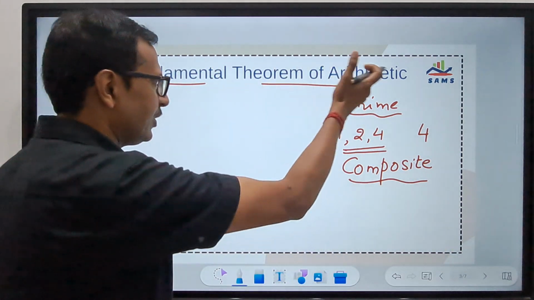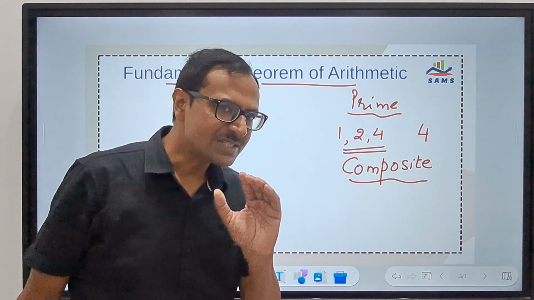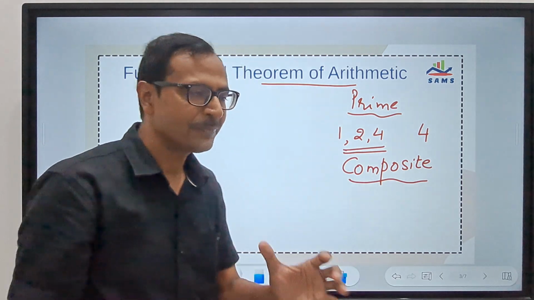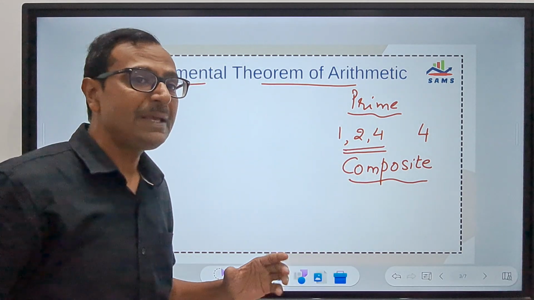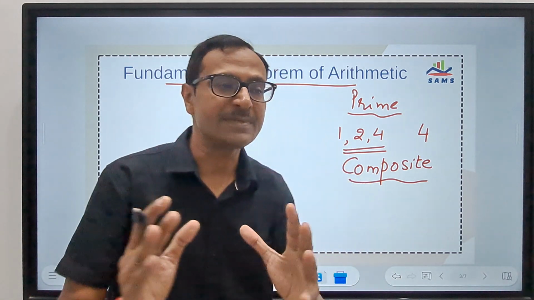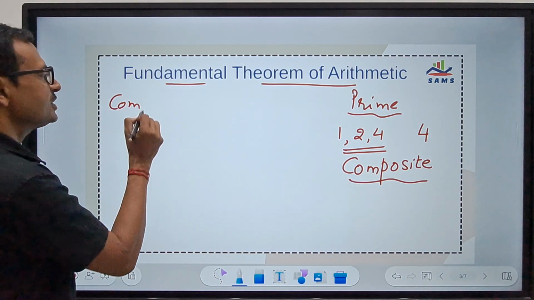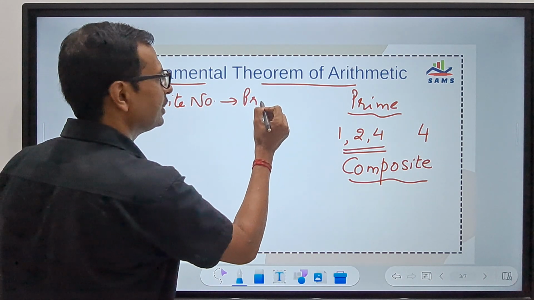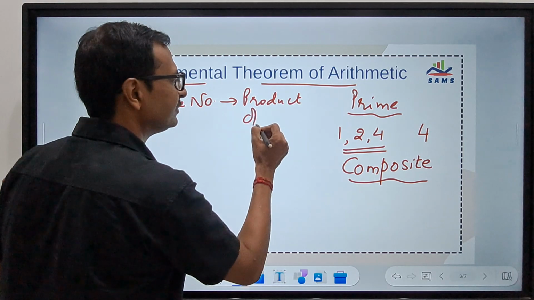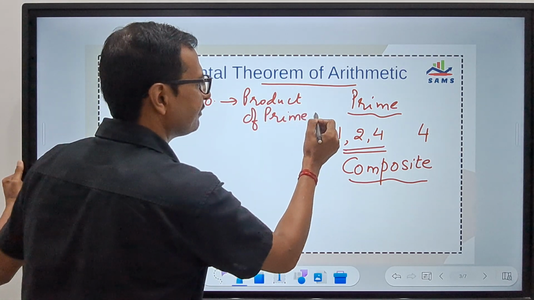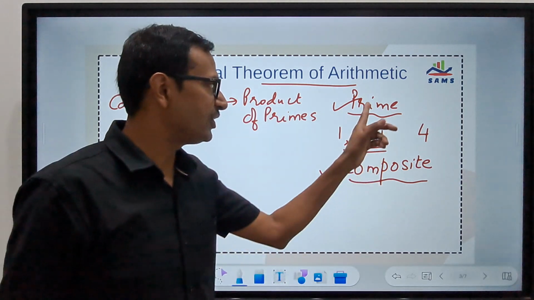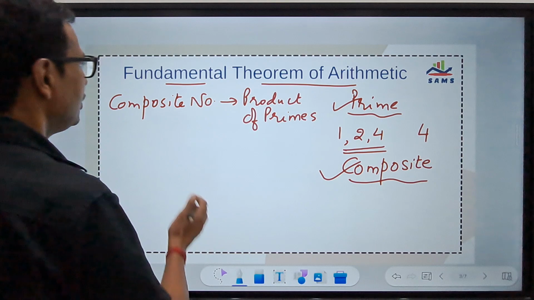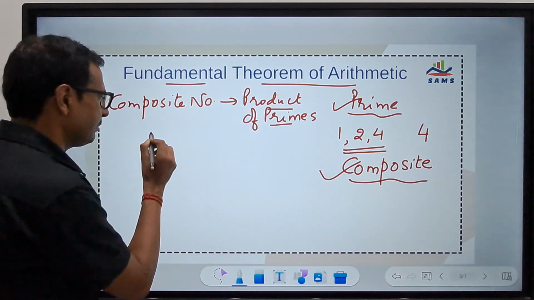So the FTA, or the fundamental theorem of arithmetic, states that every composite number can be expressed as a product of primes. So let's write here, a composite number can be written as a product of primes. And that's why I told you the definition of prime numbers and the composite numbers first, because without knowing these two concepts, you will not be able to understand what is FTA. The product of primes, right? So let's take an example.